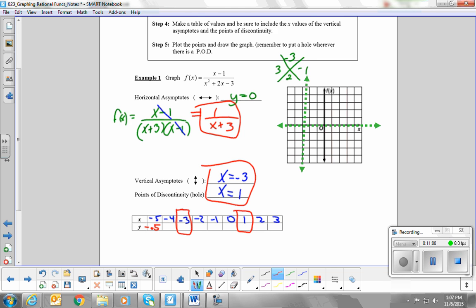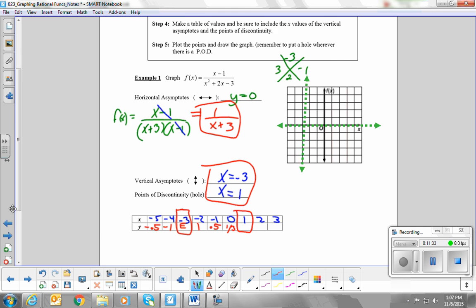Plug in -4. What does that give you? -1. Plug in -3. What does that give you? Undefined. I'm going to put E for error. Okay, plug in -2. 1. Plug in -1. 1/2 or 0.5. Plug in 0. 1/3. Plug in 1.